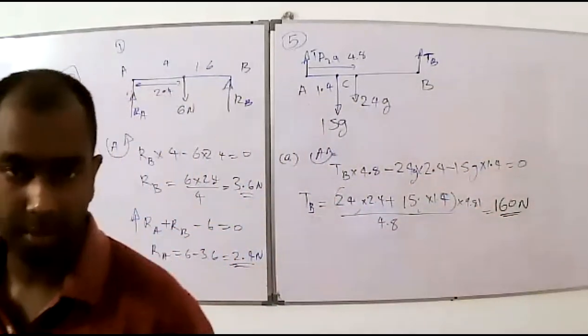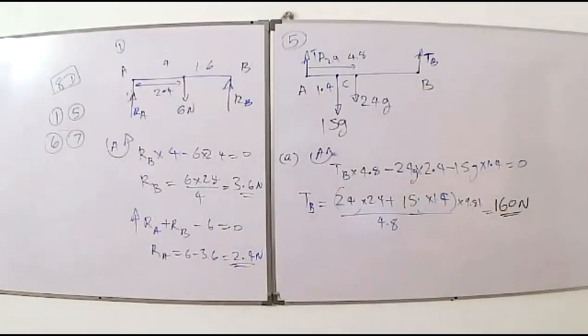Okay, then what to do after that? When a particle of mass 9 kilograms is attached, find the distance. The plank is now modeled as non-uniform, so you can't take that 24G is acting in the middle.